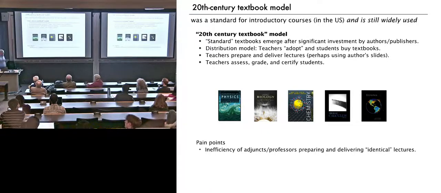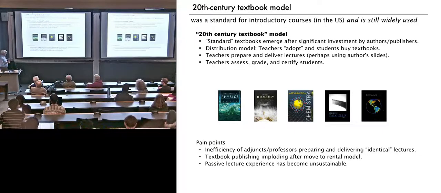That's the old model. And there's a lot of pain points in this model. So one of them is that you've got lots of people delivering the same lecture. That's inefficient. As I mentioned, there's a problem with textbook publishing imploding and it's not clear that that distribution model is going to survive. The passive lecture experience is unsustainable. You're not going to be able to keep students happy by delivering lectures in large lecture halls. And people around the country are already seeing this. Most are not willing to admit. MIT, for example, admits that attendance at their lectures is less than 20%. If you've got less than 20% coming, maybe you should look at a different model.